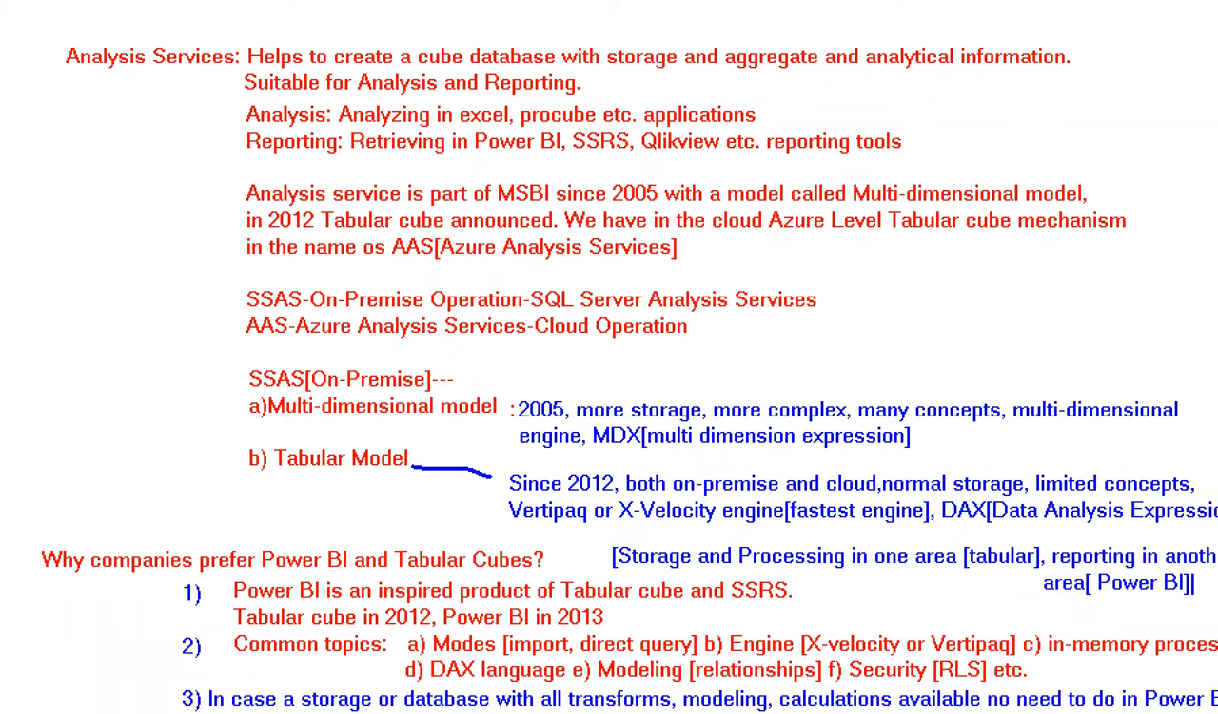Tabular cube and Power BI solve different problems. Tabular cube, as I mentioned here, is a storage and processing area only. It is a separate component. At Power BI level, we do everything. But companies are using Tabular cube level for data storage and data processing, and Power BI level only for reporting. Both are different. Power BI is a BI reporting component. Tabular cube is not a BI component, just an analytical model creation component. It helps to create a cube database with storage, aggregate and analytical operations.